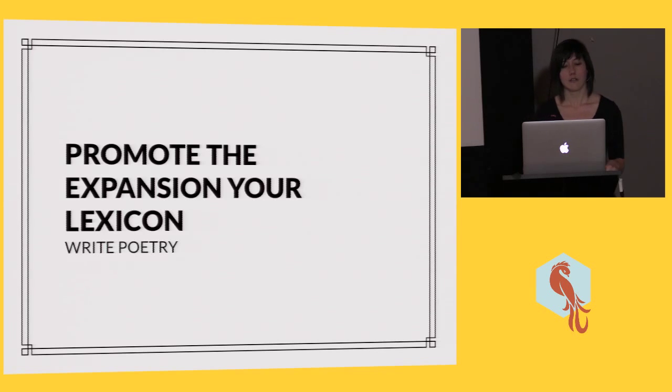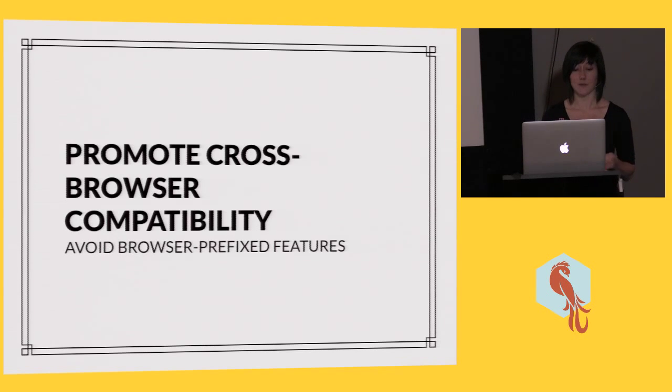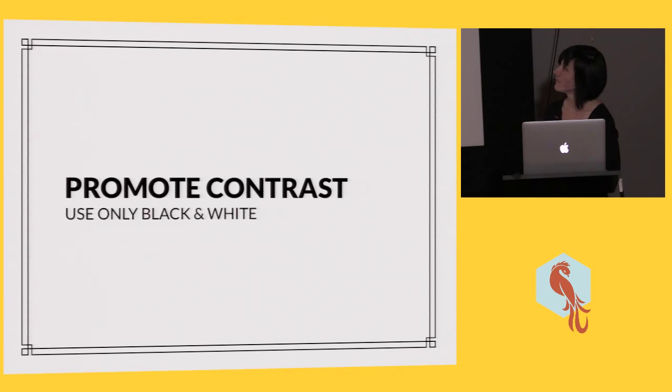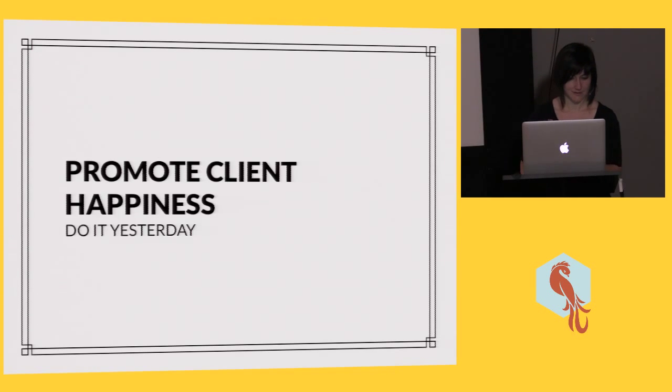For example, you want to promote the expansion of your lexicon. Write poetry where every syllable is going to count. You have to pick the right words. You want to promote cross-browser compatibility? Don't use browser prefixes. Don't use bleeding edge features. Or maybe only use IE8. Promote contrast. You can maybe only use black and white for your slides. So there's also more common constraints that we're going to find that we're not going to be able to do a lot about. For example, we need to make our clients happy. We needed to have it done yesterday.